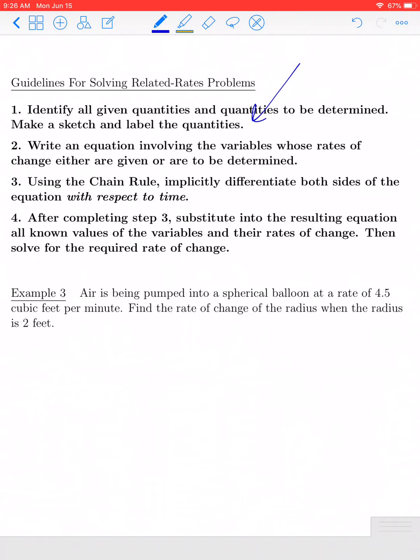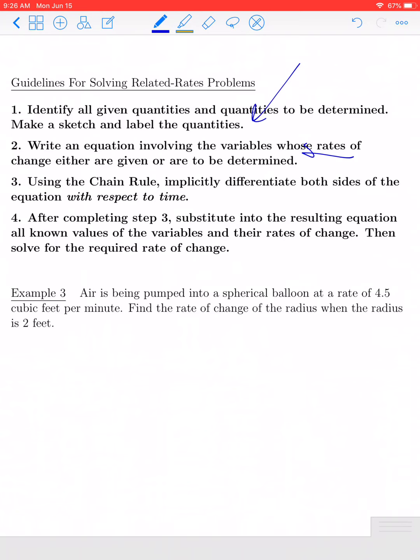We then want to write an equation involving the variables whose rates of change are either given or are those that we're going to find. So we understand the situation, we go ahead and we write down an equation. The next thing we're going to do is, using the chain rule, implicitly differentiate both sides of the equation with respect to time, and then only after we've differentiated both sides and simplified do we go down to step 4, which is substituting in the known values and solving for our unknown.